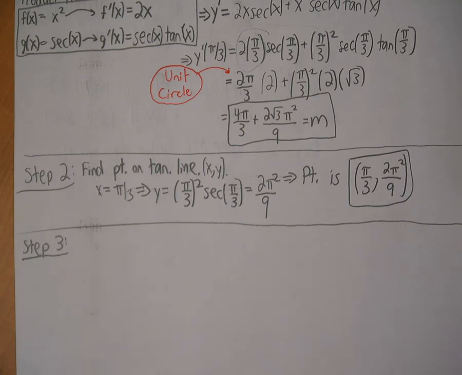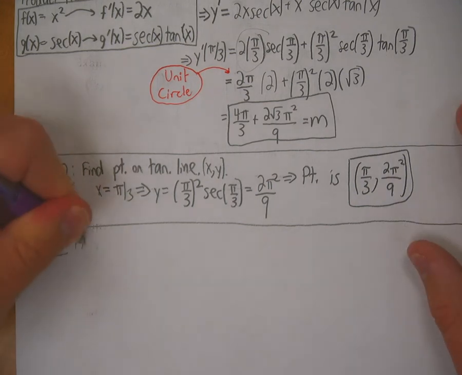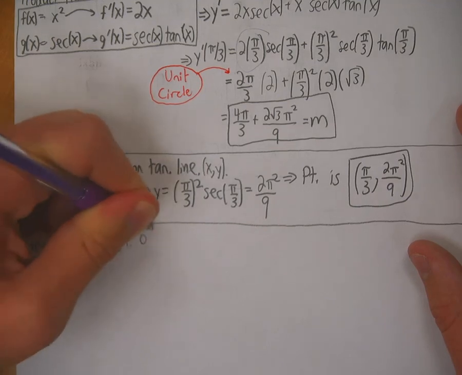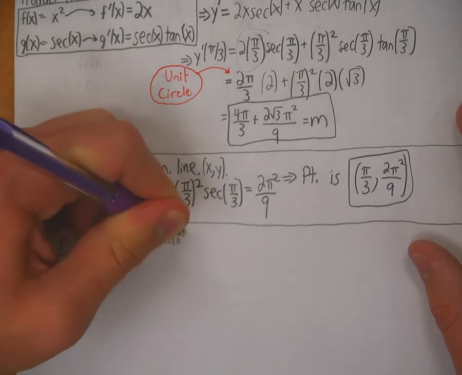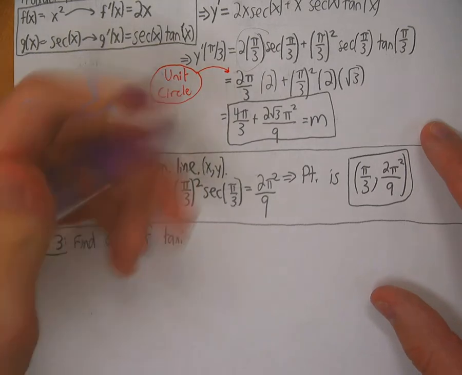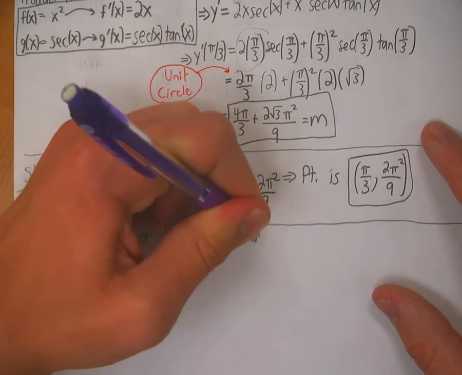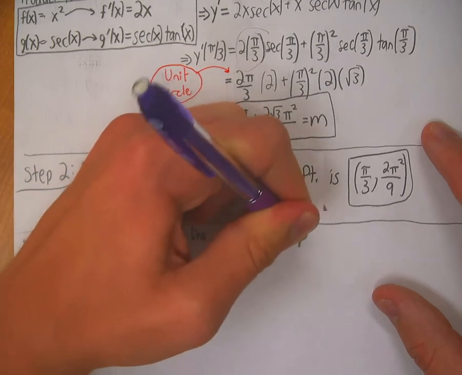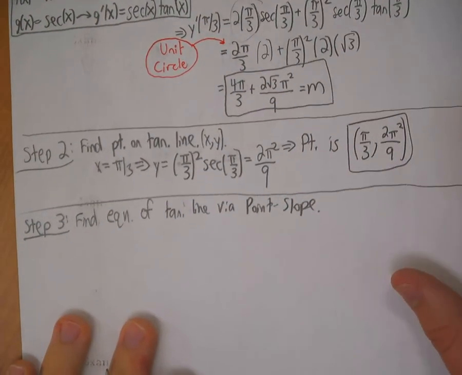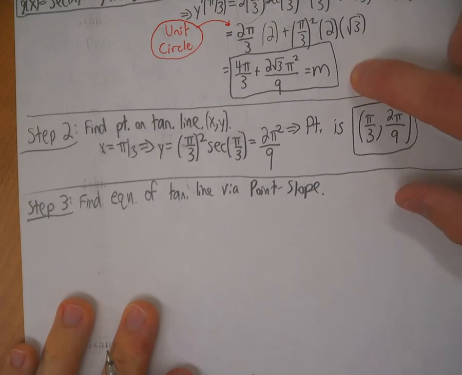Go ahead. Is it find the formula using like, I forget what form it's called, but it's like y minus y. Yeah. Point slope. Yeah. Okay. So now that we have the slope and the point, now we just have to find the equation of tangent line via point slope.